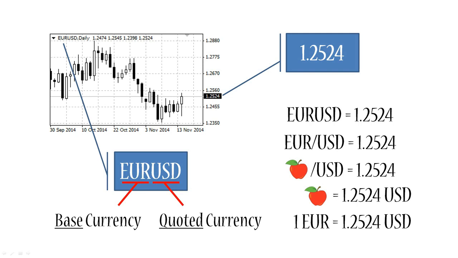The chart simply expresses the value of the base currency, which is on the left, quoted in terms of the quoted currency, which is on the right. So as the candles appear throughout the day and the price changes on your chart, you always know that this is simply the price of the base currency changing in terms of the quoted currency.